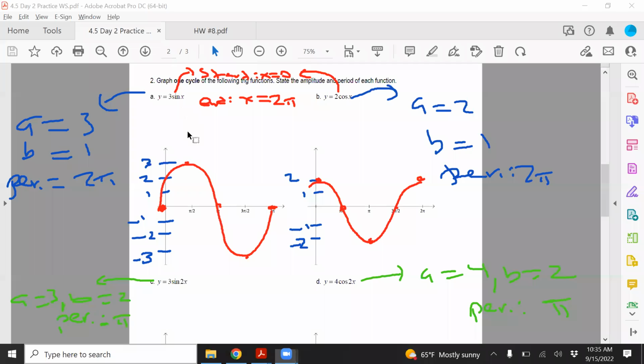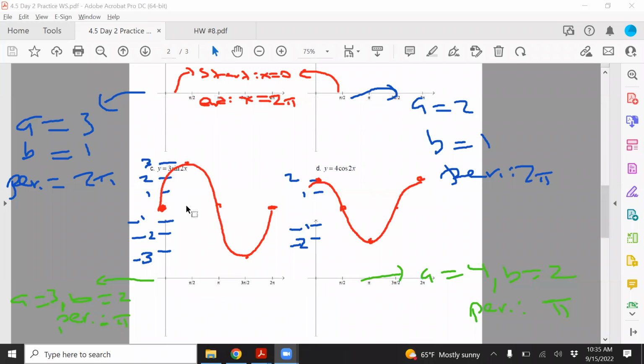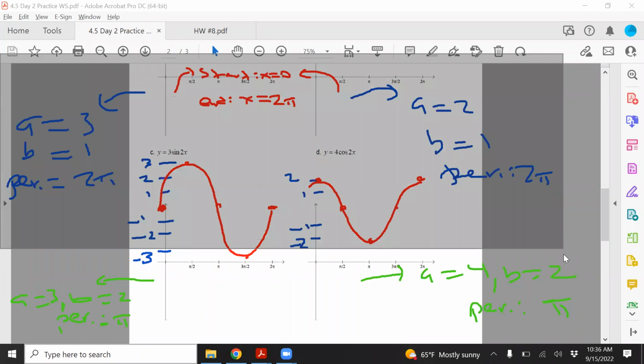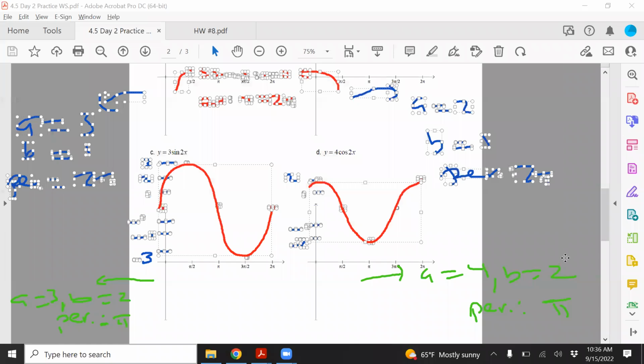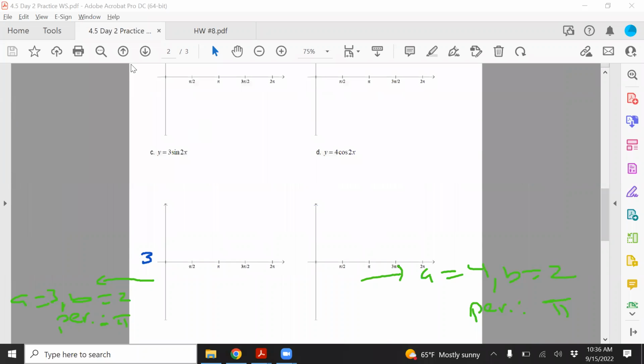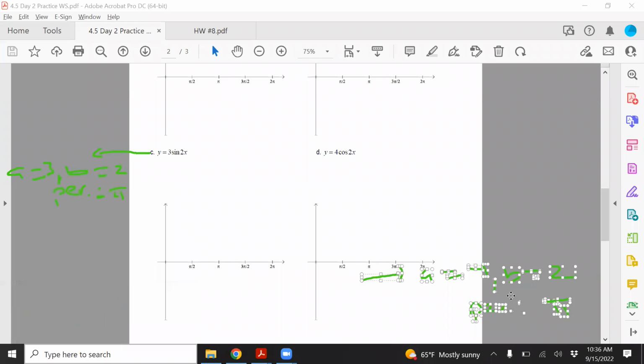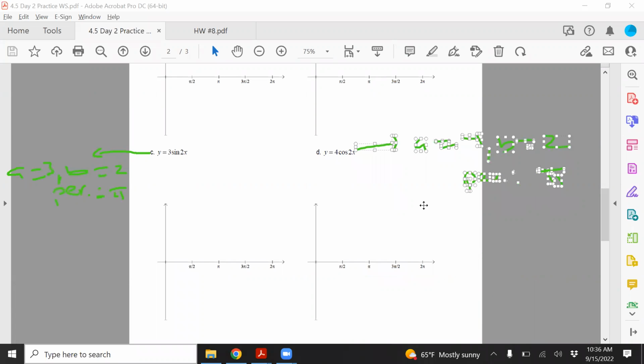All right, let me move the screen. Let me erase the other junk. Just lasso all this. Okay, that's nice. There we go.